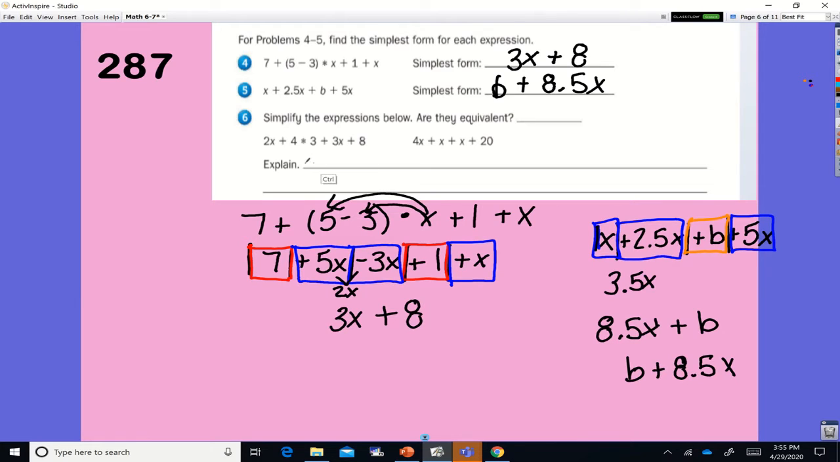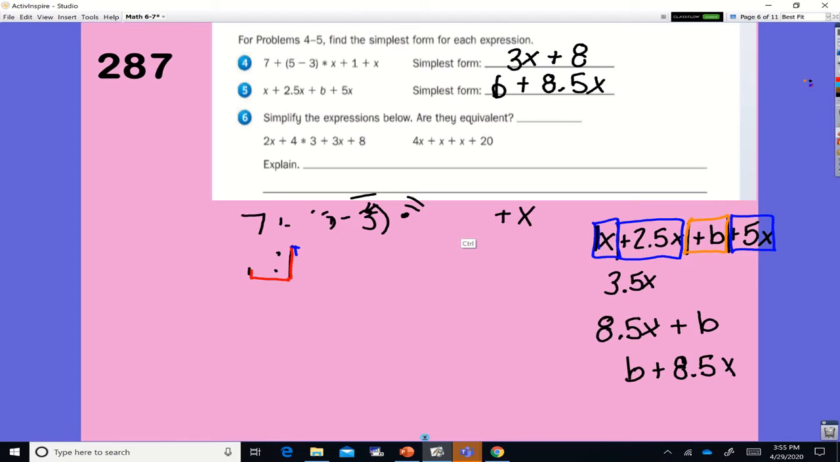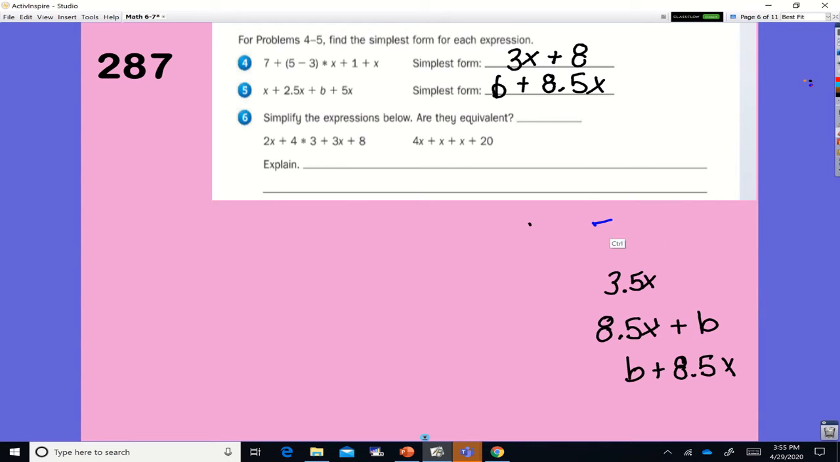Now down here, we're going to simplify these two expressions. I'm going to erase this so we can see how to do this. So we're just seeing if these two are equal to each other. When you were working with pan balances, we looked at if things were equal to each other. So I'm going to rewrite, and I suggest that you do it. I want you to do this problem on your own, and then check to make sure that you did it correctly.